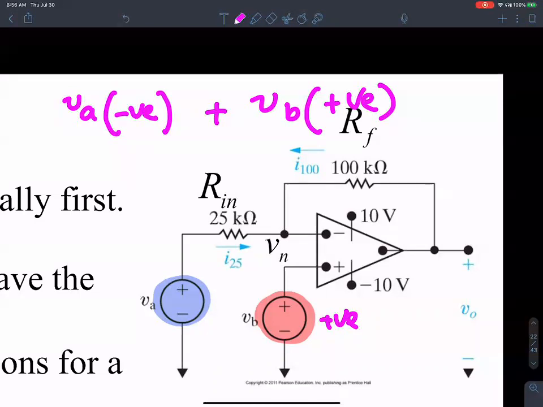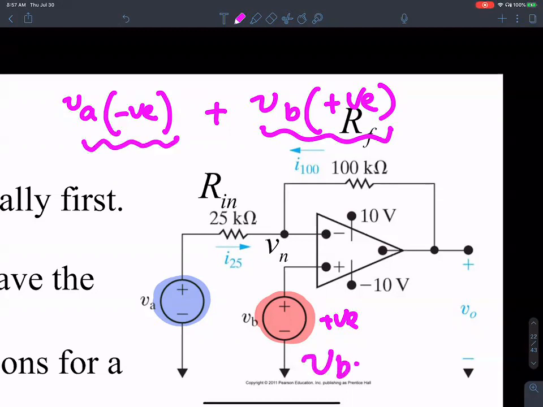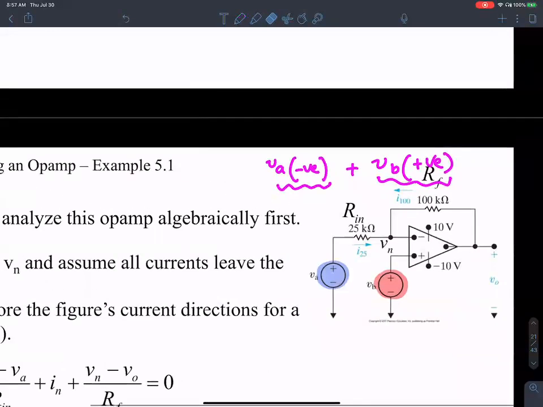So what do you have in effect? VB is weighted by some gain minus VA, that itself is weighted by a gain. So in effect, you have VB times alpha minus VA times beta. So it's some kind of an inverting weighted difference amplifier. Let's see what we have here.